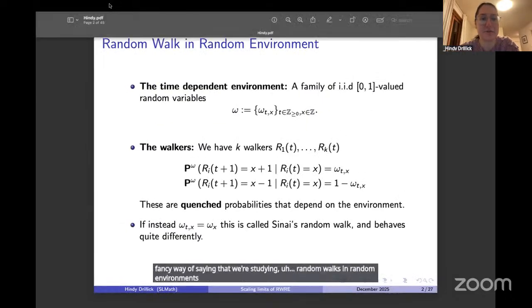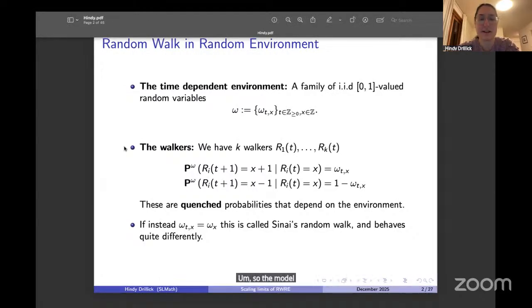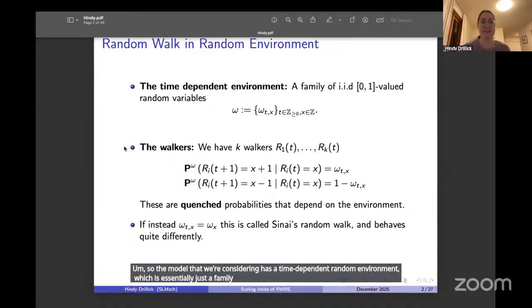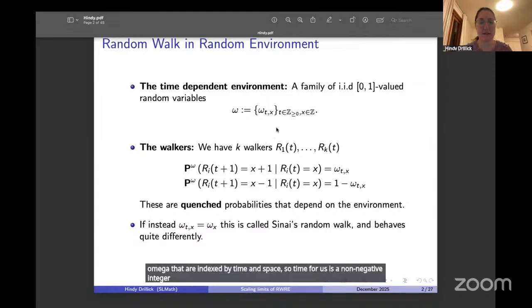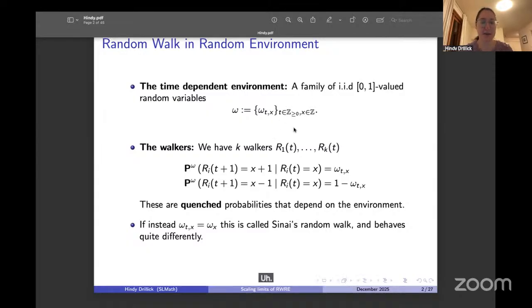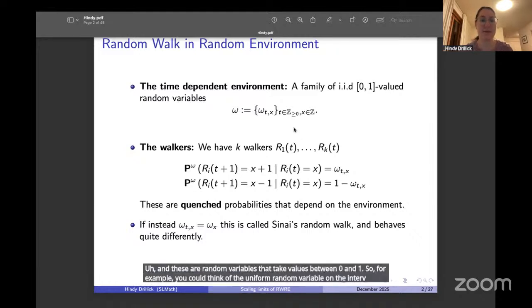So I'm going to introduce this model. The model that we're considering has a time-dependent random environment, which is essentially just a family of IID random variables, omega, that are indexed by time and space. So time for us is a non-negative integer, and x is also an integer. And these are random variables that take values between 0 and 1. So for example, you could think of the uniform random variable on the interval 0, 1.